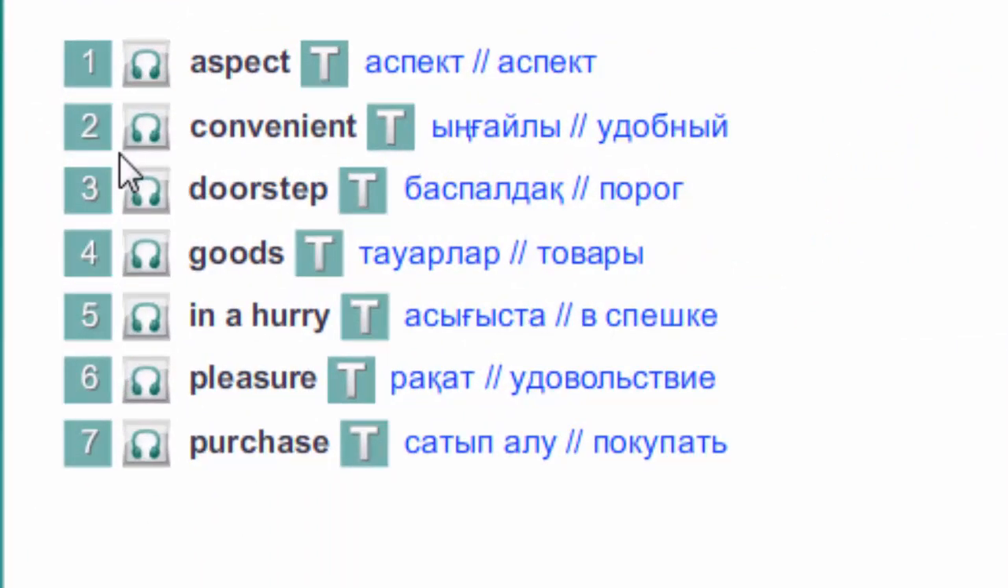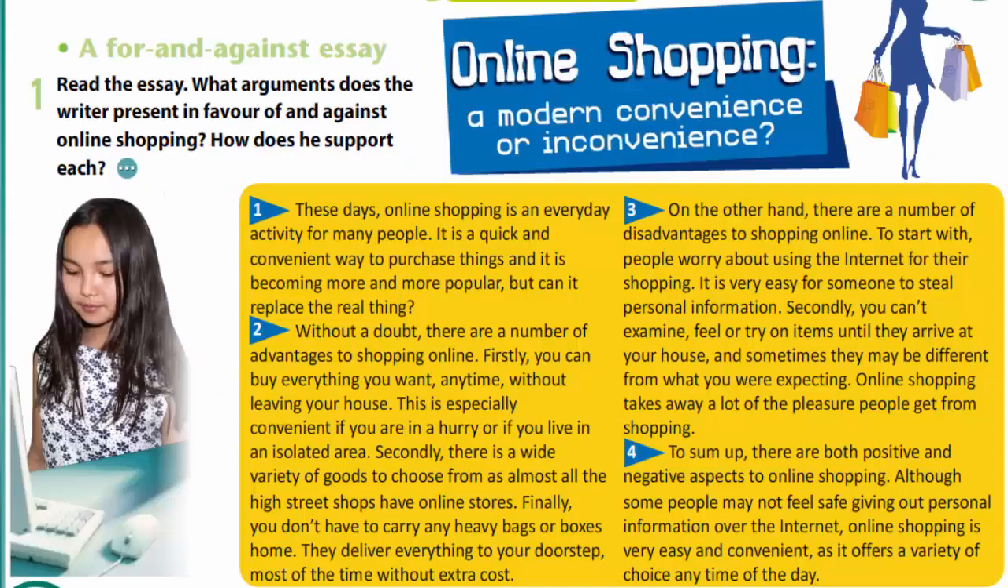Aspect. Convenient. Doorstep. Goods. In a hurry. Pleasure. Purchase. Now let's open your books at page 27, exercise 1.